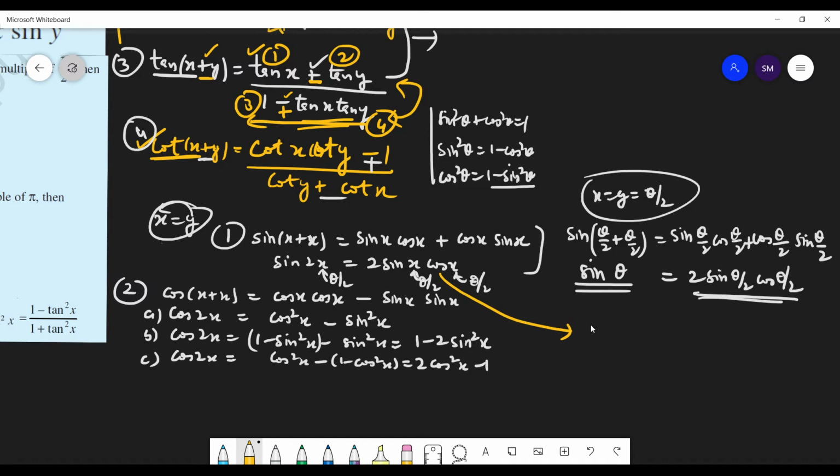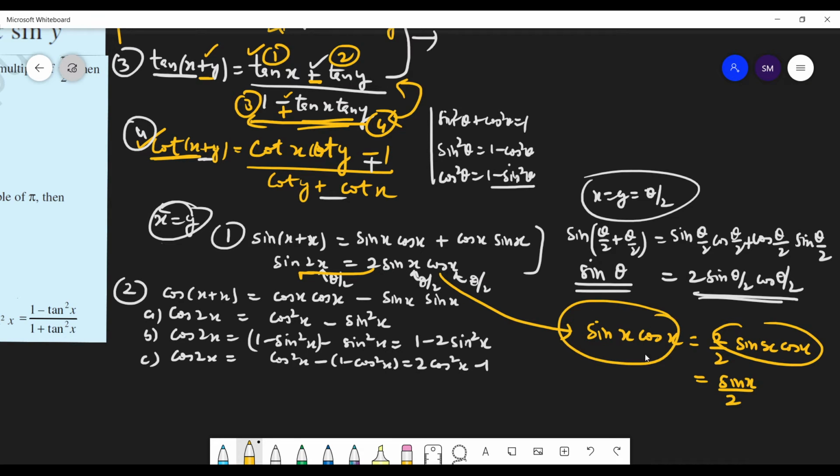It can be like, what is sin x cos x? So sin x cos x, this 2 will go to that side. Or what you can do is multiply and divide this with 2. Okay, and this will be 2 sin x cos x, which is sin 2x divided by 2. So that's fun. So see, it's the same thing, but it can be asked in n number of ways.